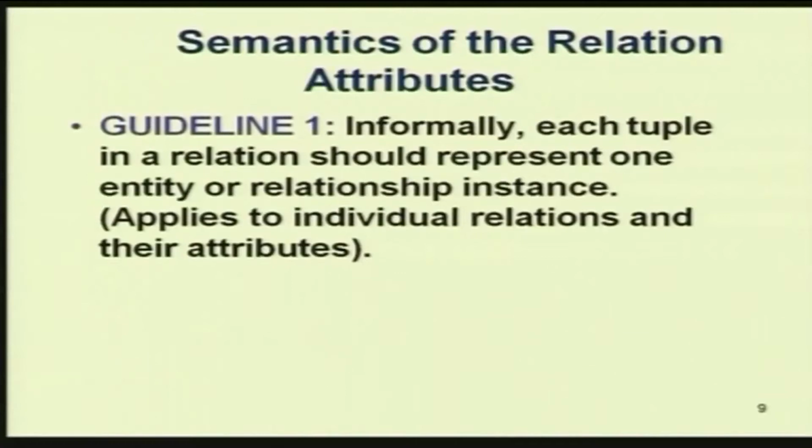Guideline 1 is this: informally, each tuple in a relation should represent one entity or relationship instance, that is, it applies to individual relations and their attributes. So, what we are trying to say is, if you have an employee, then all details about the attributes of that employee, for example, his name, his social security number, his address, his salary, all that should come in a single table as far as possible. And you should not mix employee and student information in a single table, for example.